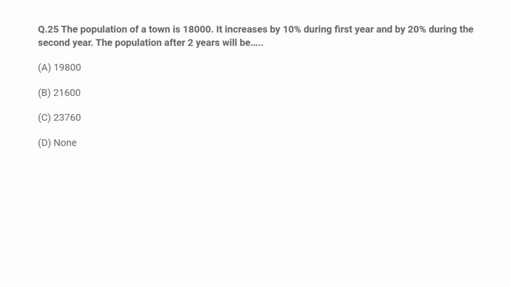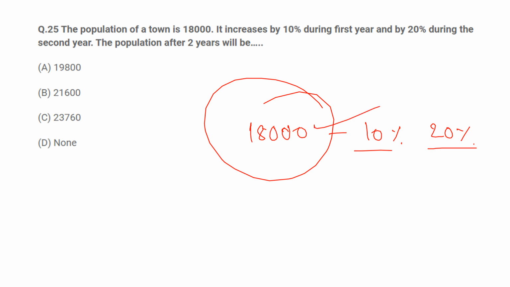Let's see one more question. This is the same model which we did just now. The population of a town is 18,000. It increases by 10% during the first year and 20% during the second year. If you increase 10% first, then you can add 20% to that. Then that will be the final answer. I hope you understand the logic.